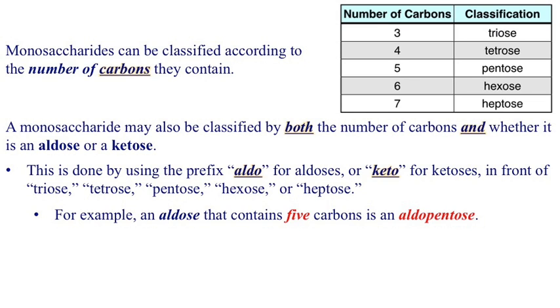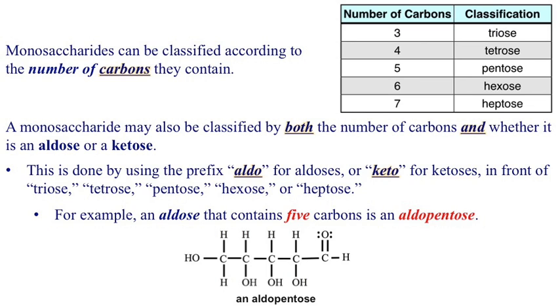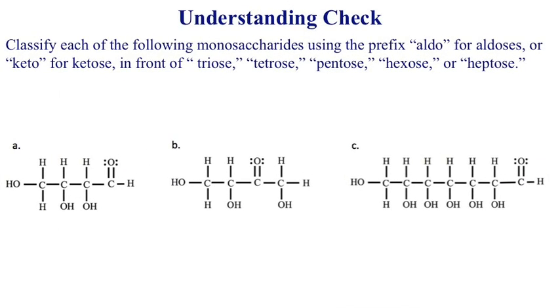For example, an aldose that contains 5 carbons is an aldopentose. Check your understanding of this by working on a problem. Classify each of the following monosaccharides using the prefix aldo for aldoses or keto for ketoses in front of triose, tetrose, pentose, hexose, or heptose. Click pause and work on the problem now.